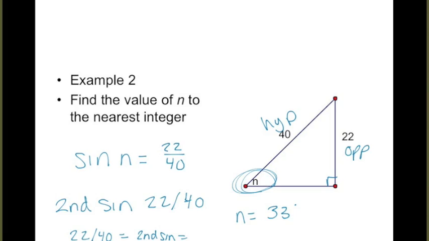And we get n is about 33 degrees. Usually your book will say for a side to one decimal place and for an angle to a whole number. Okay? I have one more example I would like us to look at.